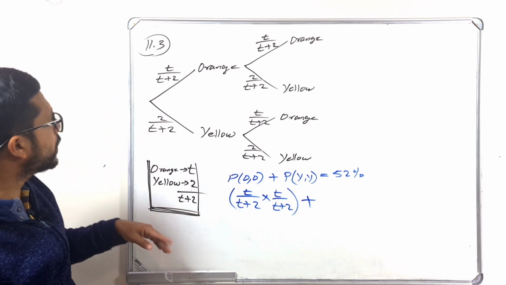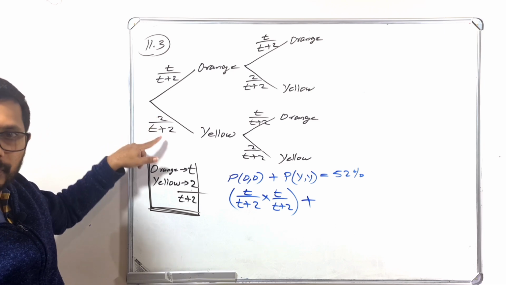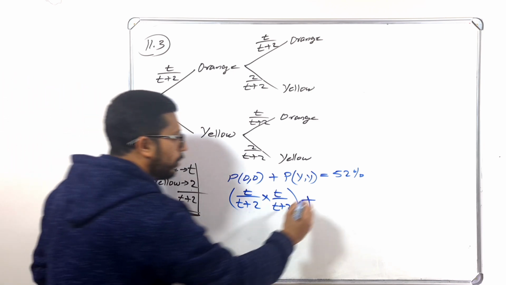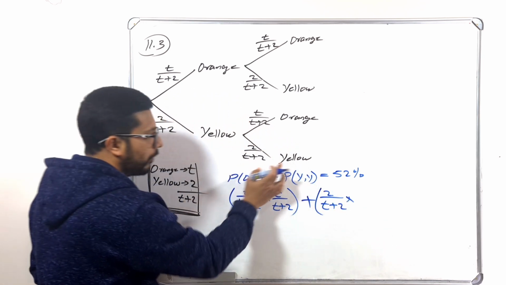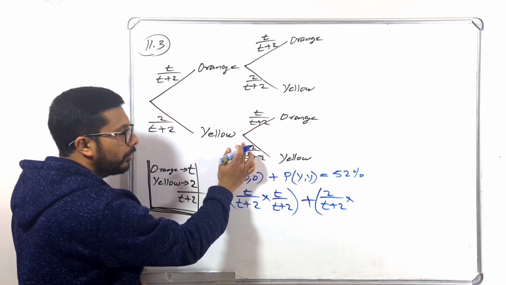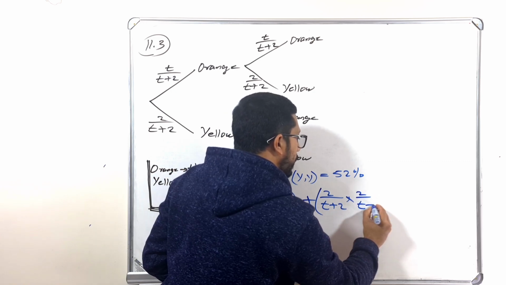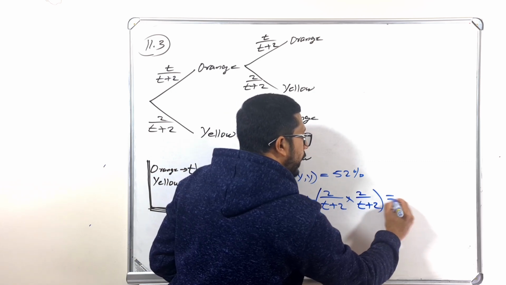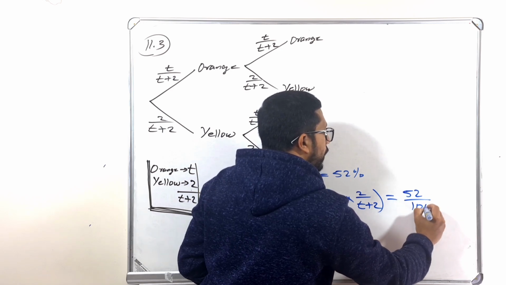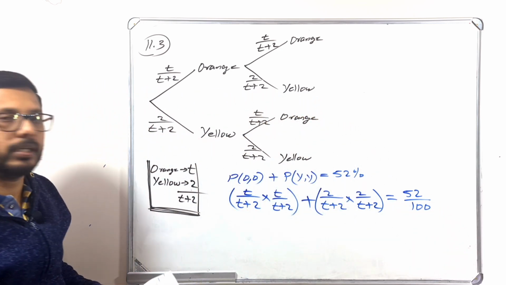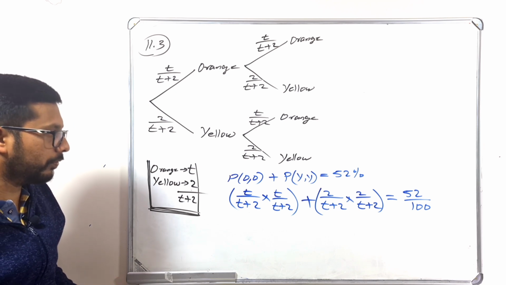Plus, where is yellow? What is the probability of this one? 2 divided by t plus 2. So 2 divided by t plus 2 times the probability of getting second yellow, again 2 divided by t plus 2, and that is 52%. 52% means 52 by 100. Check in your calculator what is the simplified one: 26 over 50, 13 over 25.